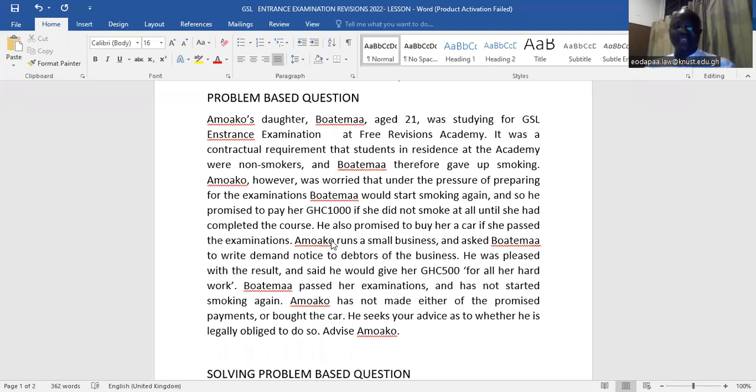What in the facts actually supports our choice of intention to create legal relations as being one of the areas of law? Anybody? You can mute yourself, and when you finish, you mute yourself again.